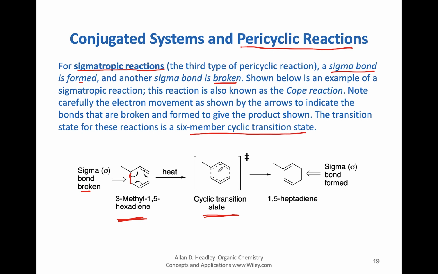Why is that so important? As we emphasized, if you have a 6-membered ring and 6 electrons involved in that ring, it's a very stable situation here, very stable ring system. So this transition state is very stable, hence these reactions are very favorable. So let's look at some examples.